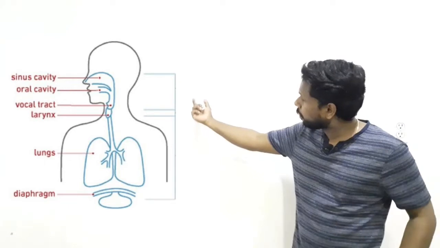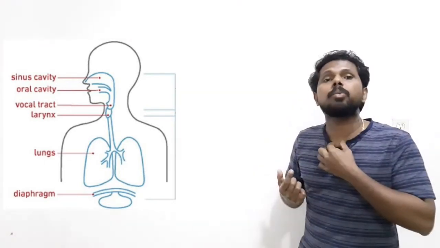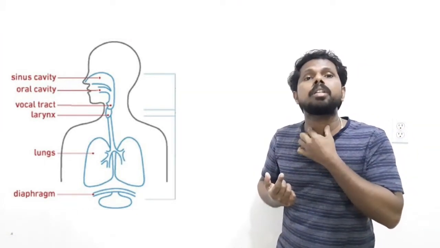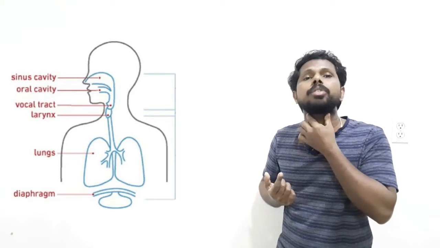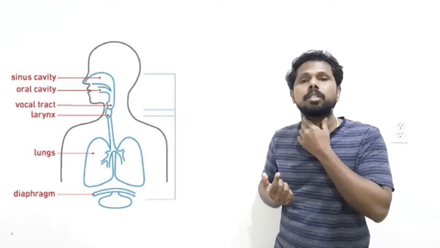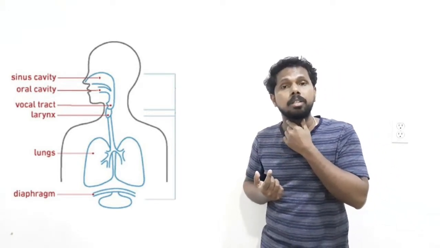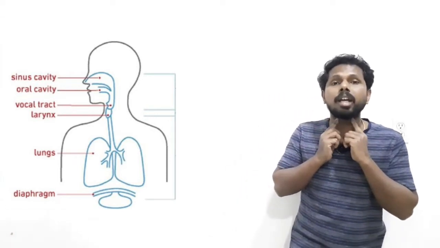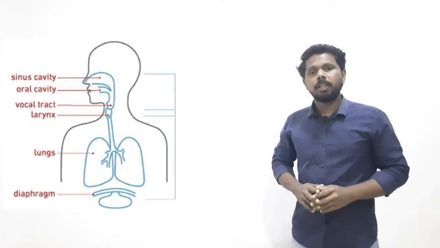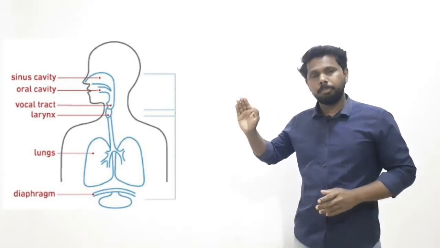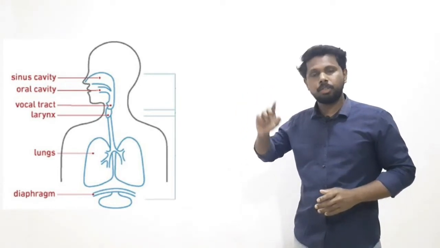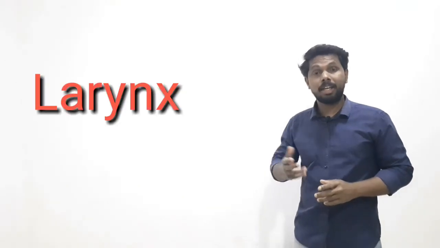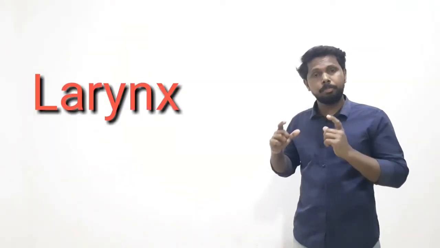The air comes through the windpipe, and it comes to this part. Have you heard this? Yes, this is called Adam's apple. This Adam's apple has a scientific name called larynx. This Adam's apple is very important in the production of speech sound.